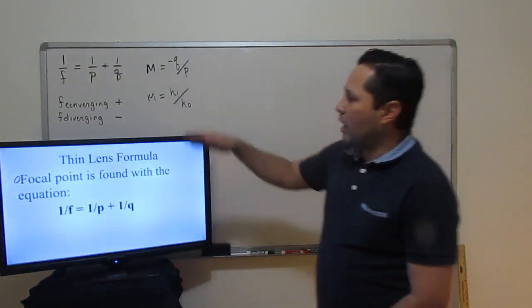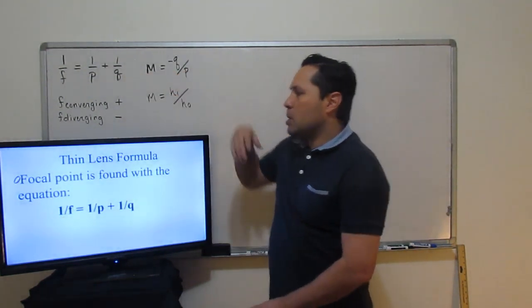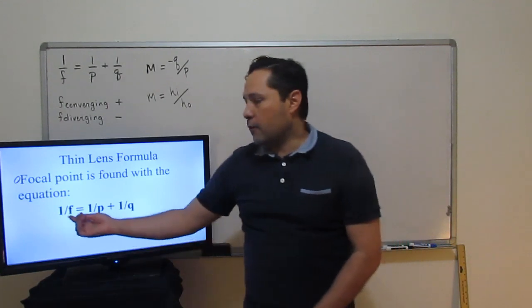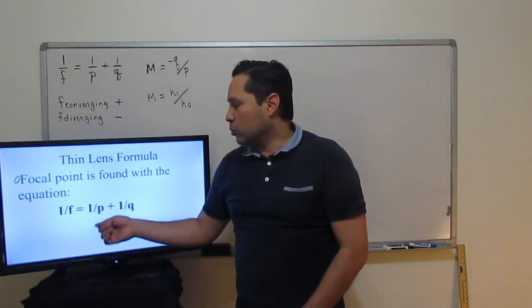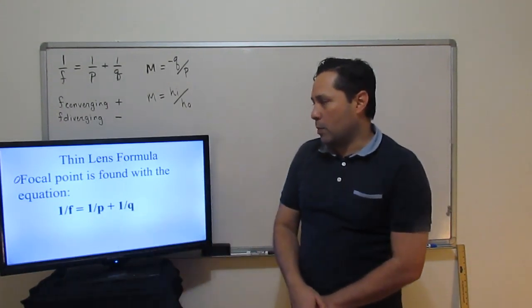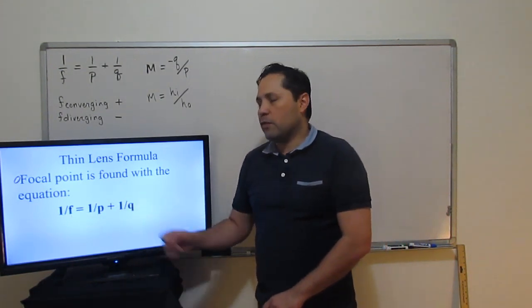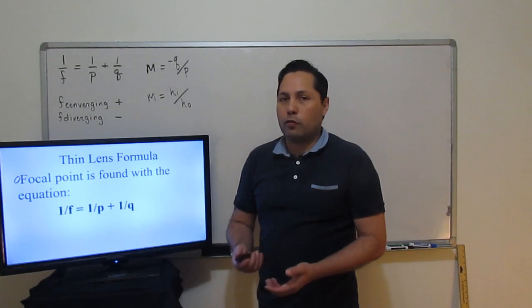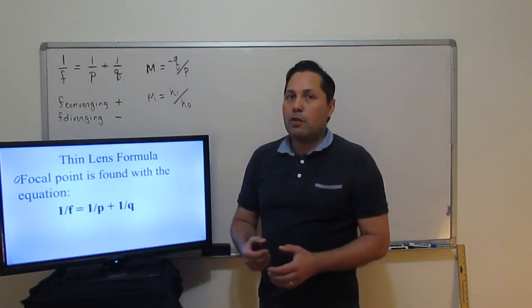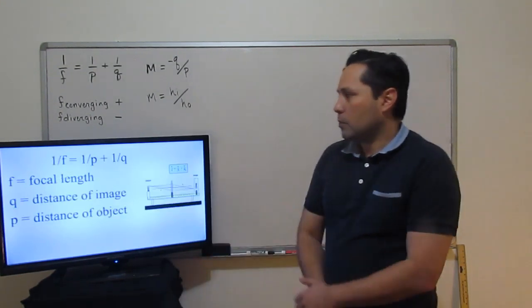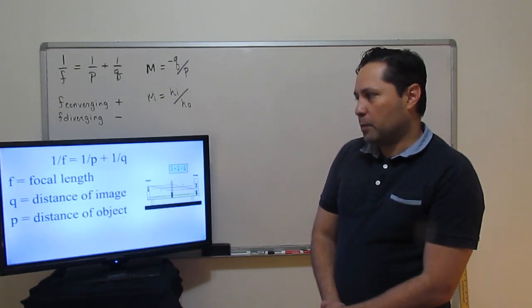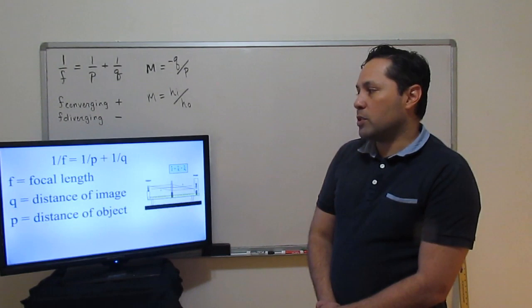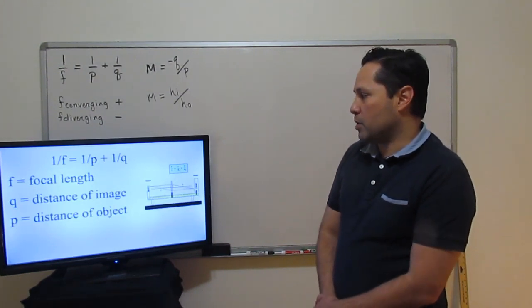Thin lens formula, I have it here as well as up here. It says the focal point is found with this equation. The inverse of the focal length is equal to the inverse of the position of the object plus the inverse of the position of the image. Alright, so it's identical to the formula from mirrors. F is focal length, Q is distance of the image, and P is distance of the object.